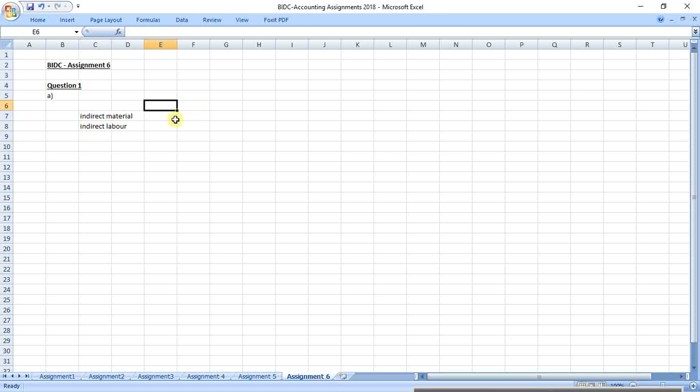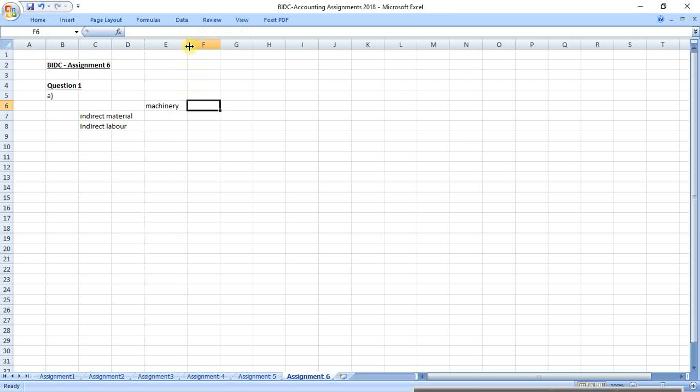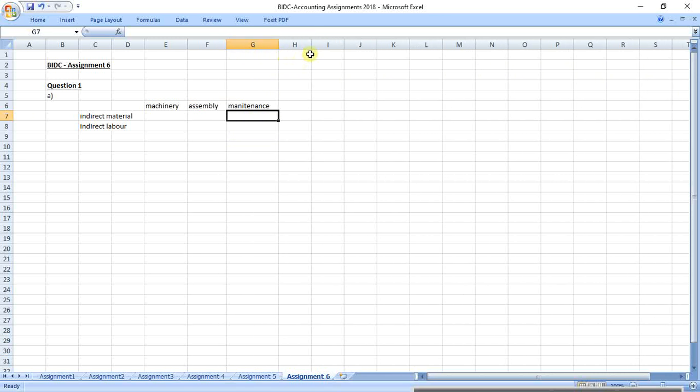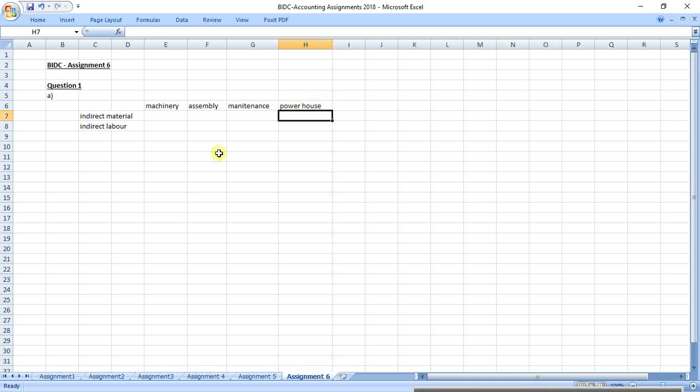Well, we've got how many? 4 departments. We've got machinery, that's 1. We've got assembly, that's 2. We've got maintenance, that's 3. And we've got powerhouse, that's 4. Okay, so those are the different departments. We know that the total, what is the total? Dollars. Well, that's $1 million then. So the total is how much I'm going to be allocating.